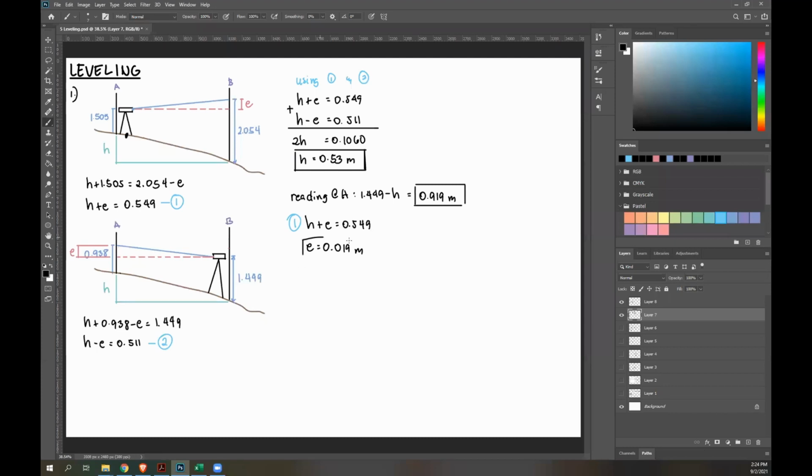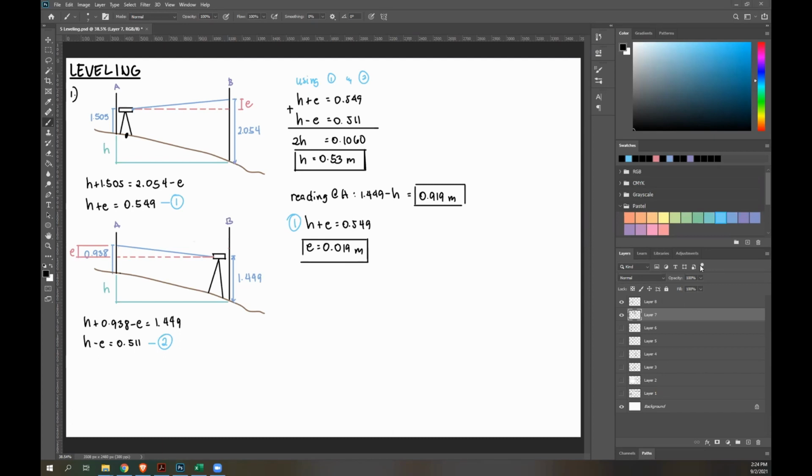Now, there's another way to solve for this. Using these, you can solve for both H and E. These are simultaneous equations. So let's say we solve for E first. You're just going to subtract this and then solve for E. You'll get this. So number 3 is done. And then to get the rod reading at A, it's what I said before. It will be 0.938 minus E, and you should get the same answer.